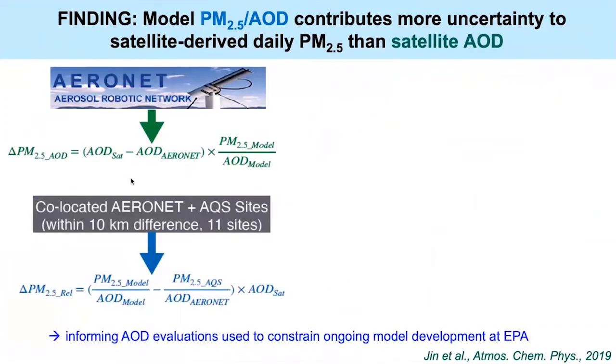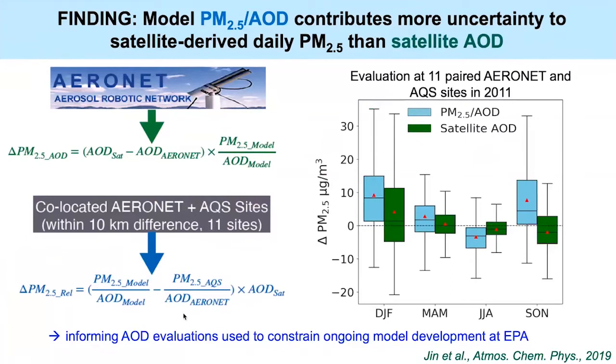So one of the key findings, and I want to emphasize that this work was led by former graduate student Xiaomeng Jin, who just defended a few weeks ago. What Xiaomeng did was to say, okay, I can calculate how much my derived PM2.5 from space would change if instead of using the satellite AOD, I use the AOD retrieved from the sun photometer network. And similarly, I can also estimate how much that PM2.5 would change if instead of using the model surface to column relationships, I use an observed surface to column relationship that can be obtained by pairing AERONET and AQS sites that are within 10 kilometers. And we found 11 such incidences for the northeastern US.